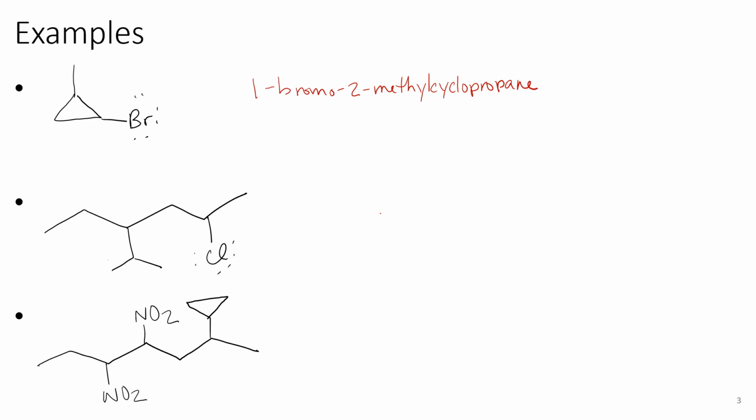The second example would be 2-methyl-3-ethyl-5-chlorohexane. So this would be following that IUPAC name of the most number of substituents. In this fashion, we would have 3 substituents on this structure.